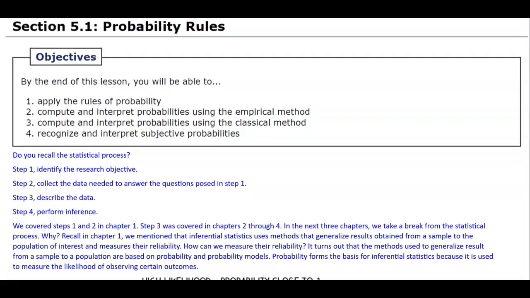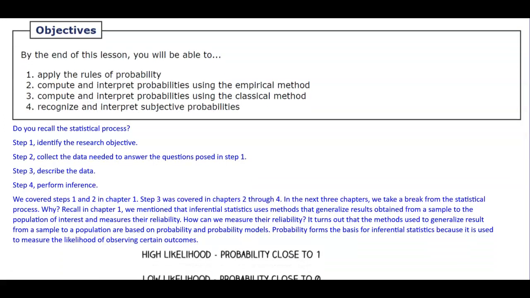Now, do you recall the statistical process? Step 1 was to identify the research objective. Step 2 was to collect the data needed to answer the questions posed in Step 1. Step 3 was describe the data, and Step 4 was perform inference. Now, we've covered Steps 1 and 2 in Chapter 1. Step 3 was covered in Chapters 2 through 4. In the next 3 chapters, we take a break from the statistical process.